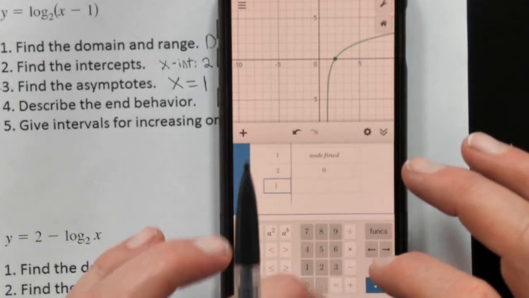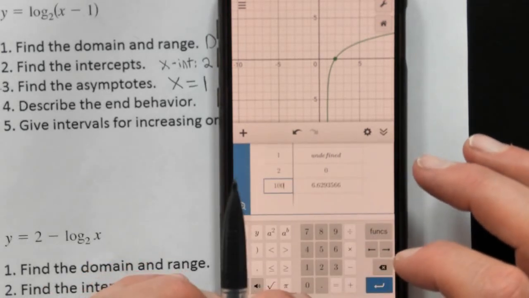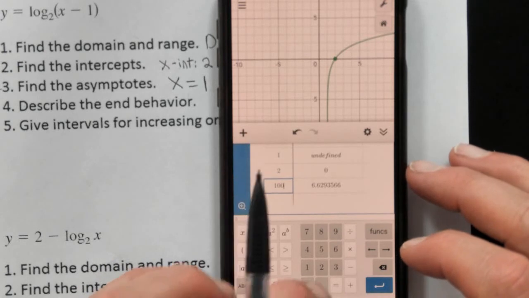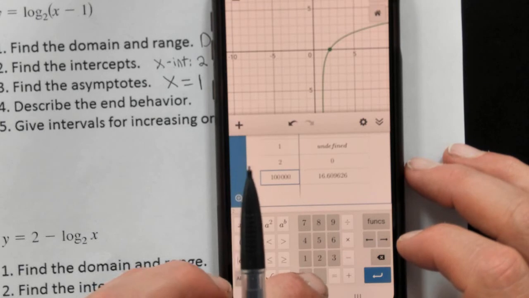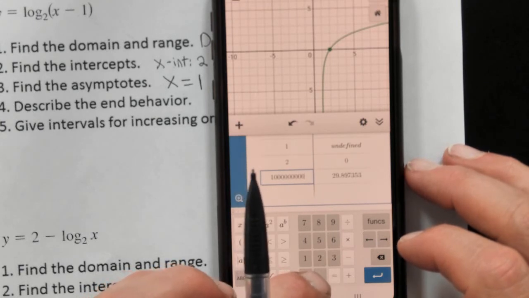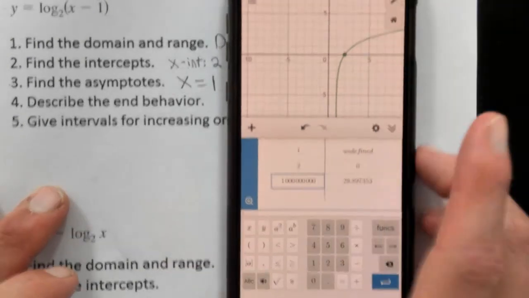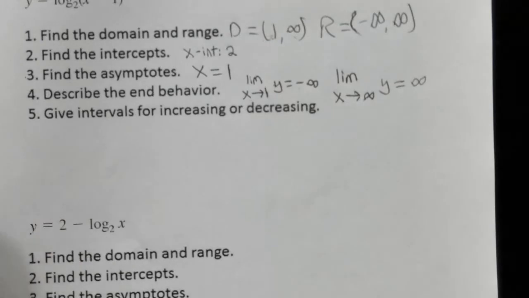Okay, so at 10, 100, 1,000, 10,000, 100,000, right, a million. It just keeps going up. It's not approaching any number. It's just steadily increasing. Okay, so infinity is what the function approaches there.